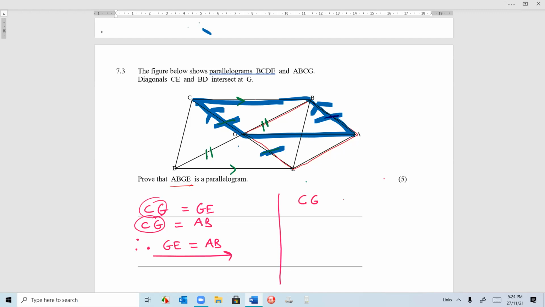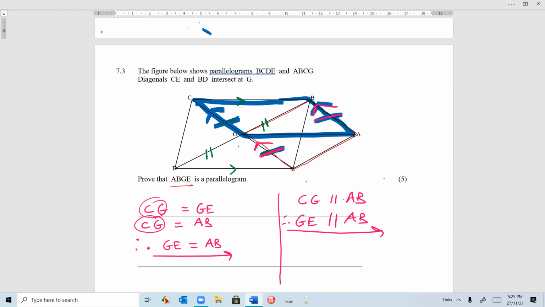Then we know that CG is parallel to AB. And the reason there would be opposite sides of a parallelogram are parallel. But now we can also conclude that GE, therefore GE is parallel to AB, because CGE, that's your same line. They're collinear, in other words, all right? And therefore, it's a parallelogram: a pair of opposite sides that are equal and parallel, and that's what makes it a parallelogram.